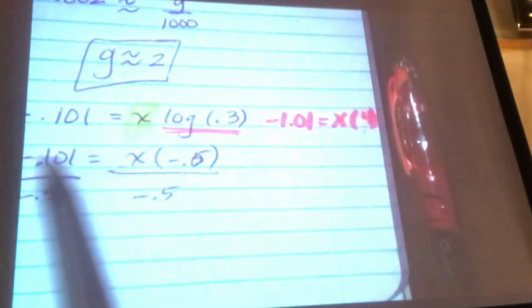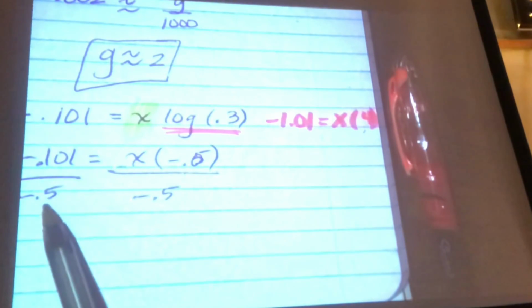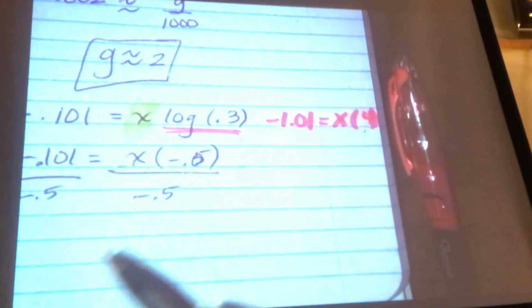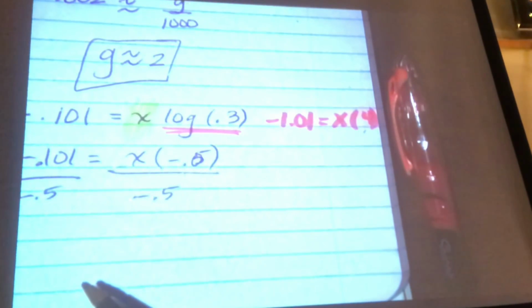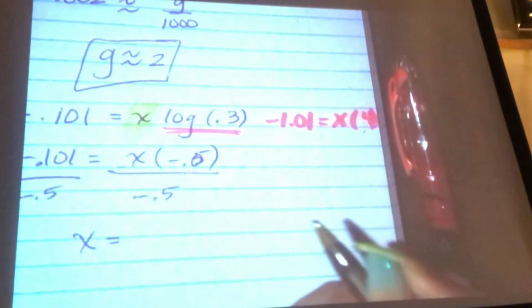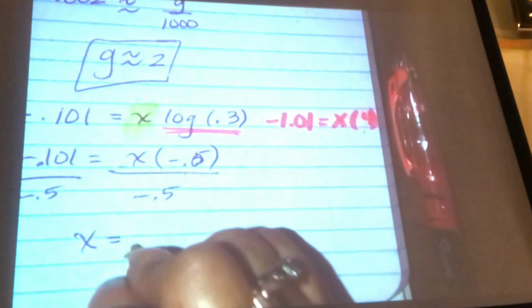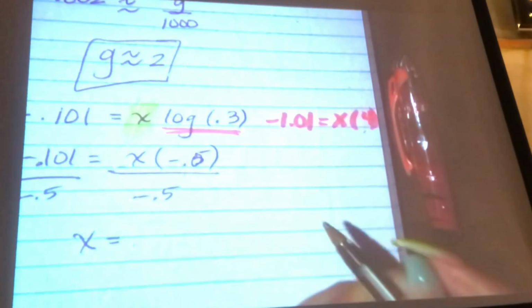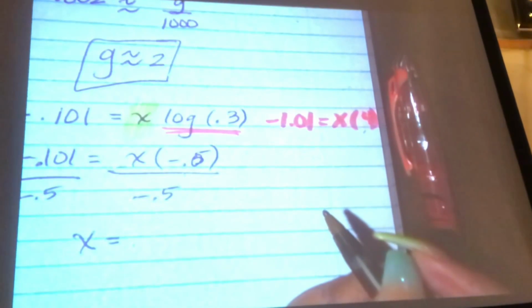And Heidi, what is that? What is negative 0.101 divided by negative 0.5? These are both negative, so you know your answer is going to be positive. 0.032? Yeah. That doesn't sound right. 0.202?